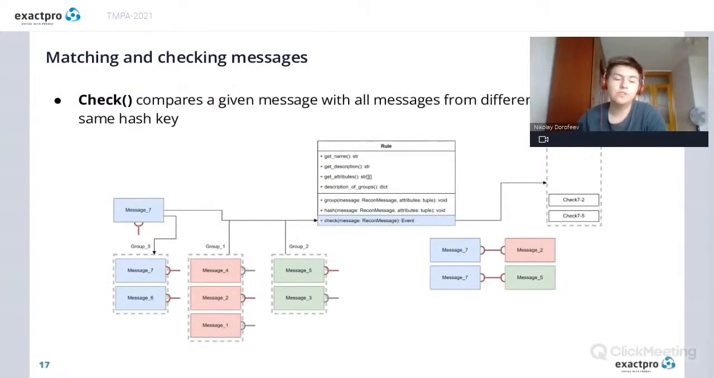The check method is used to compare a given message with all messages from different groups having the same hash key. By its nature, the underlying programmatic query is not very different from SQL-like joins. After the comparison, the check method generates an event with a comparison result, depending on the logic defined by the user. After that, the original message is available for comparison with upcoming messages until it's deleted after timeout.